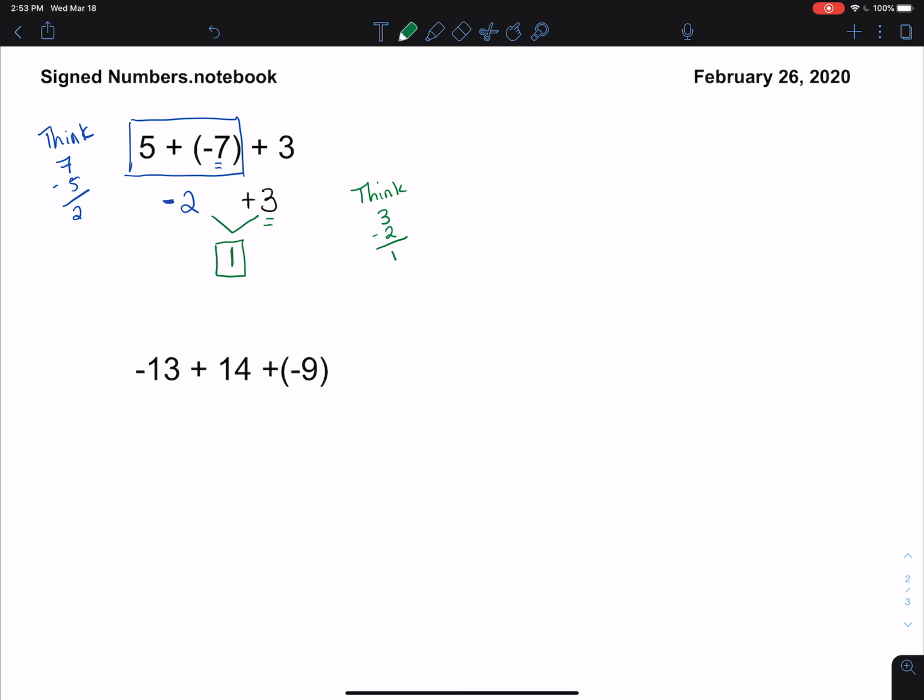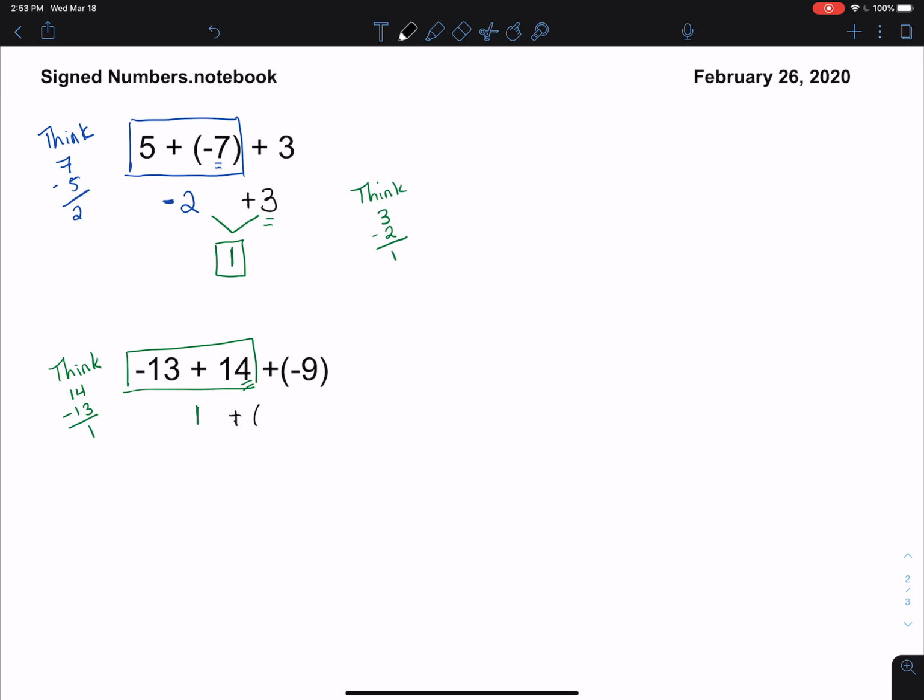If I look at the next example, I have -13 plus 14. So they have different signs. I need to subtract the absolute values, the number parts. So I'm going to do 14 minus 13, the bigger number part minus the smaller number part. That gives me 1. 14 has the bigger absolute value, so that 1 is going to stay positive.